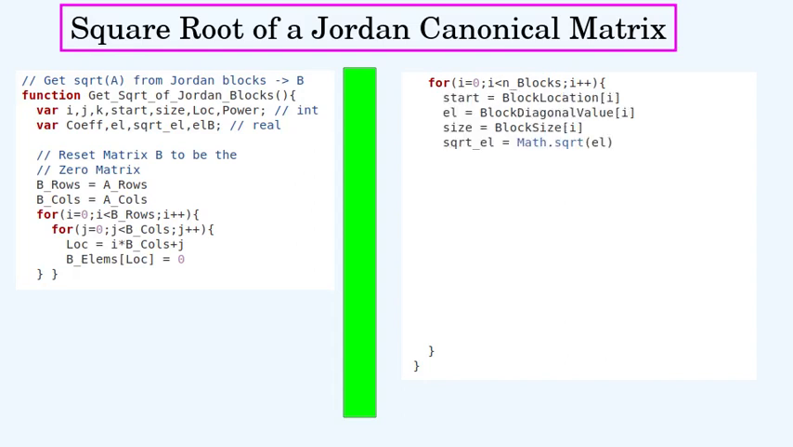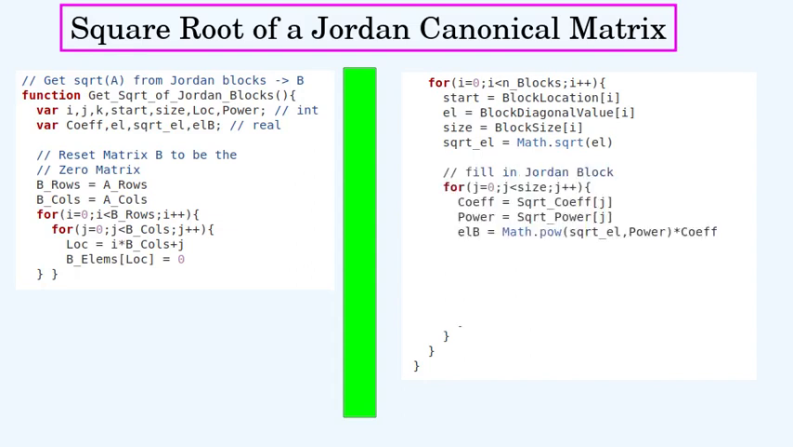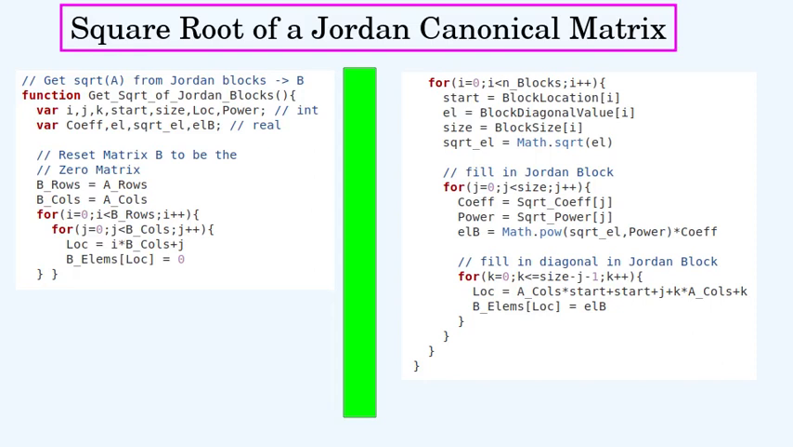We'll get all of the different attributes from this table and get the square root of the diagonal element straight away. We'll make up a loop to go through every derivative that we need to fill the Jordan block. Then we'll get the coefficient and power of x that we need to put into the locations in this matrix. This loop can be thought of as going across the matrix to the right. And then we'll fill in the matrix with values according to the Jordan block.